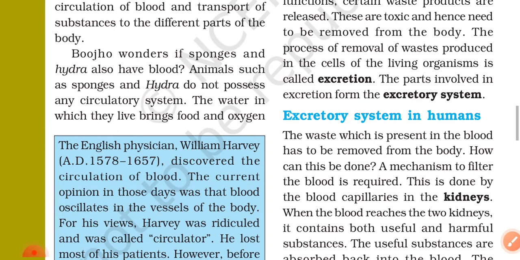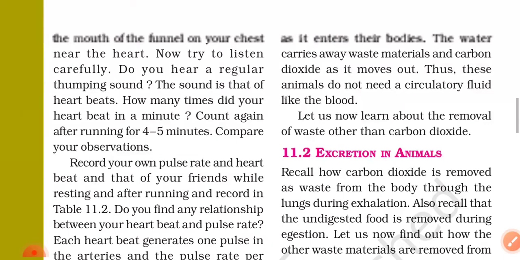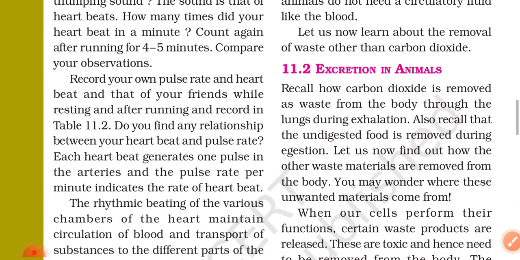Animals such as sponges and hydras do not possess any circulatory system. The water in which they live brings food and oxygen as it enters their bodies. The water carries away waste material and carbon dioxide as it moves out. Thus, these animals do not need any circulatory fluid like the blood. Let us now learn about the removal of waste other than carbon dioxide.